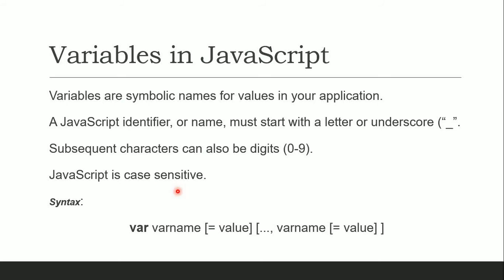And the syntax of declaring a variable is by using the keyword var and then a variable name. And then you might choose to assign some value to this variable, and then you might also choose to have other variables come after that immediately after a comma, and then also being assigned some values.